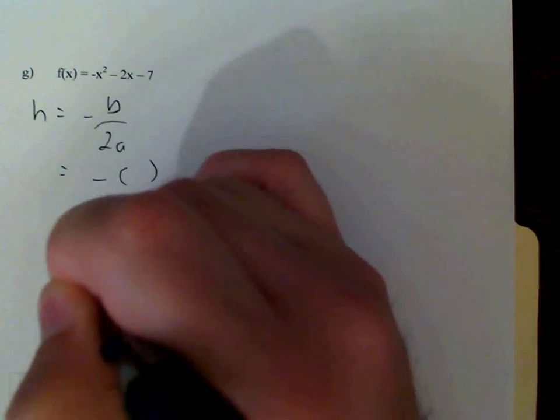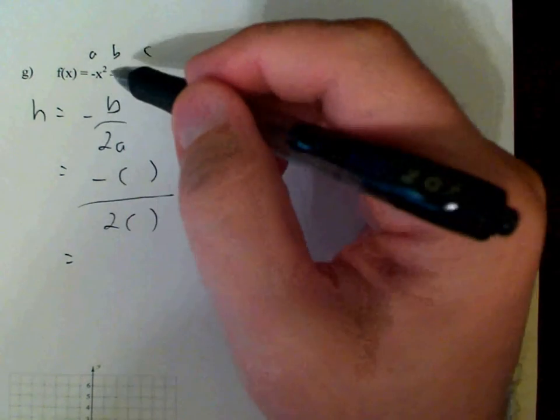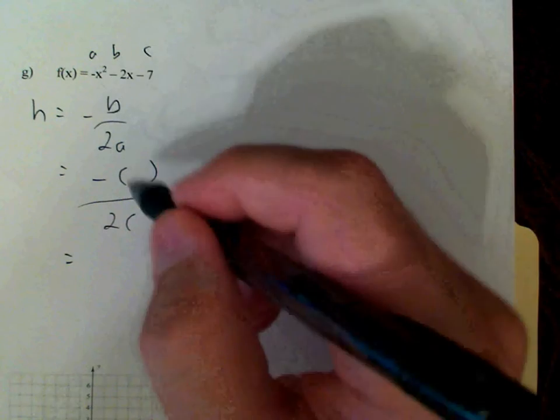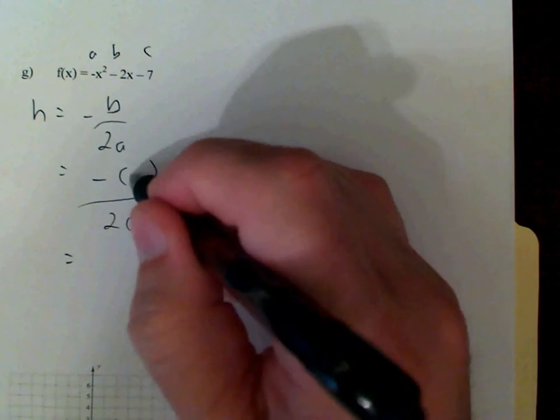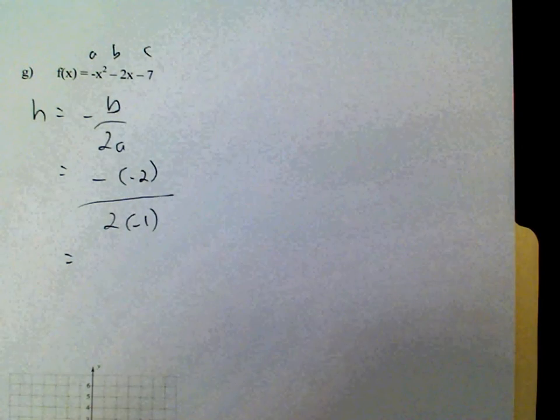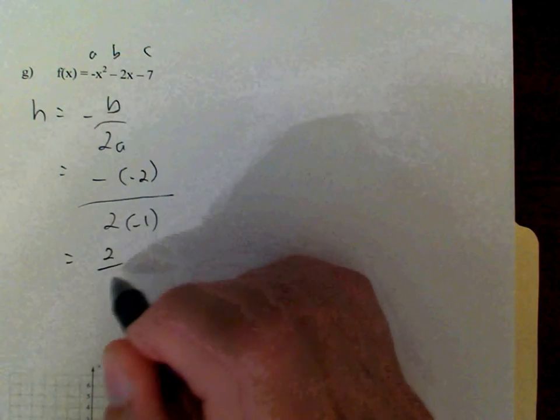A, B, C. Now a is in front of the x squared. If you see a minus sign, that's a negative 1. b is in front of the x, and that's not a 2, it's actually negative 2. So we end up with a negative 2 is a positive 2, and 2 times negative 1 is negative 2, which means our h value is 1.